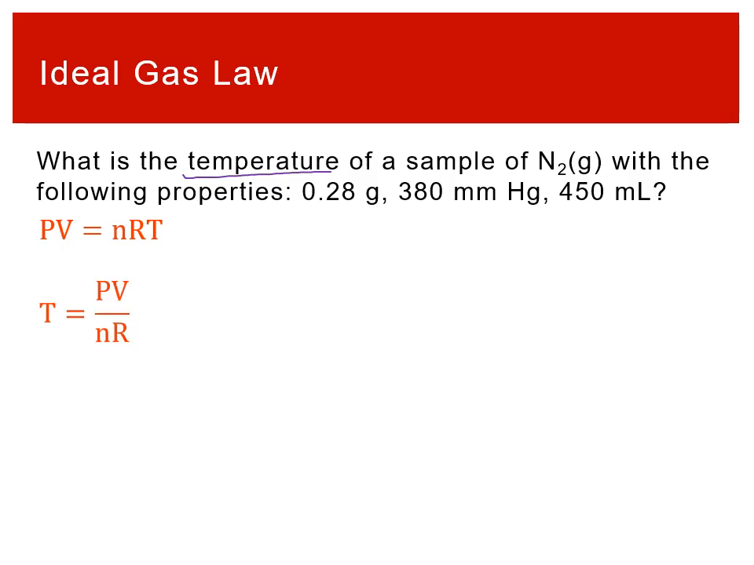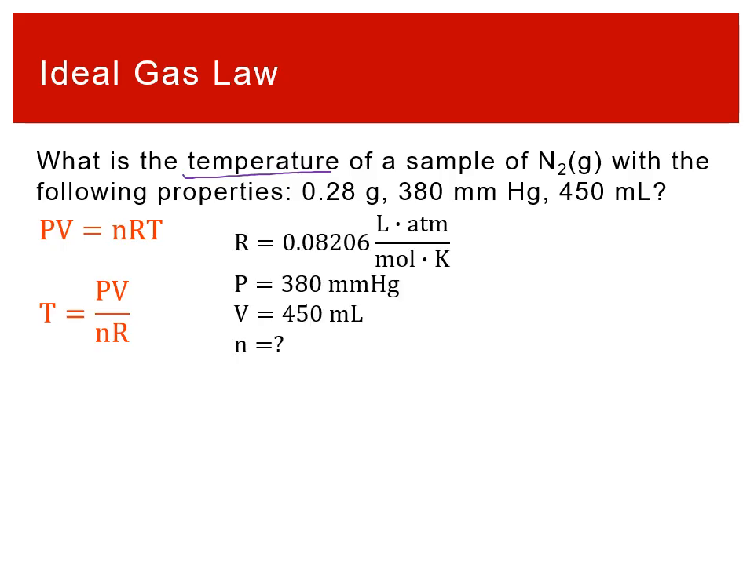We want to solve for temperature, so we can rearrange it: T equals PV over NR. But when we look at the variables, R we're still given, so that's good to go: 0.08206 liter atmosphere per mole Kelvin. But now if we look at pressure, we're given 380 millimeters of mercury. That's an issue because millimeters of mercury is not the same as atmosphere, so we're going to have to deal with that.